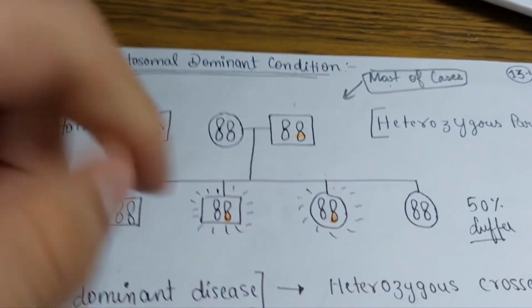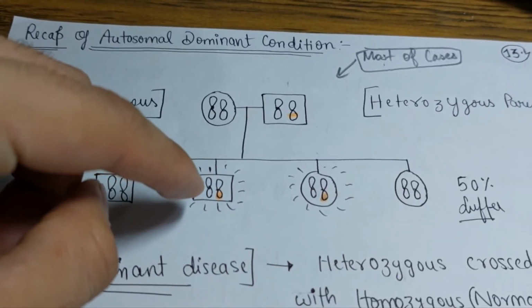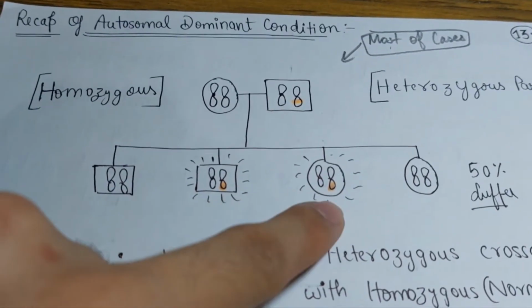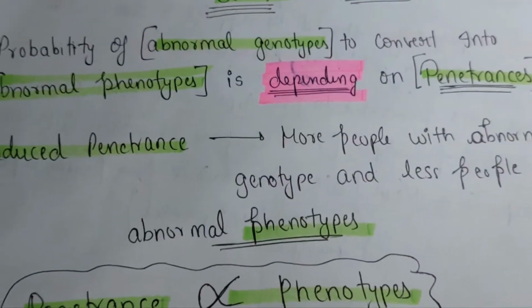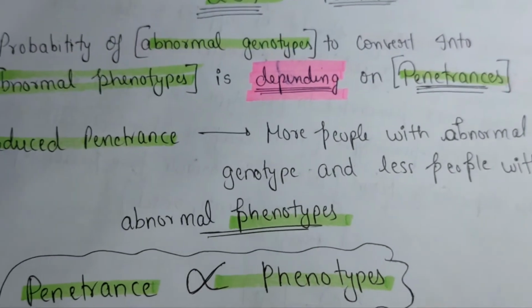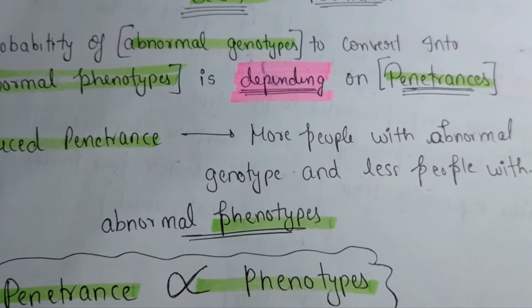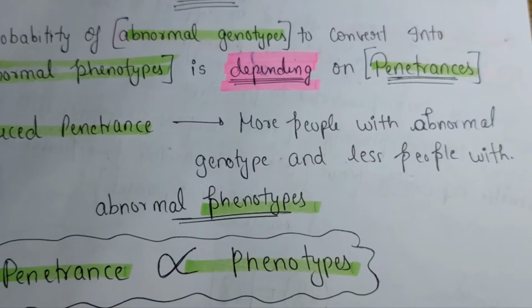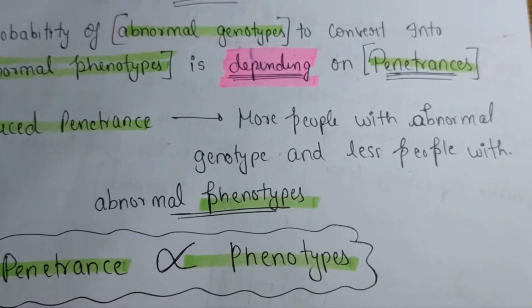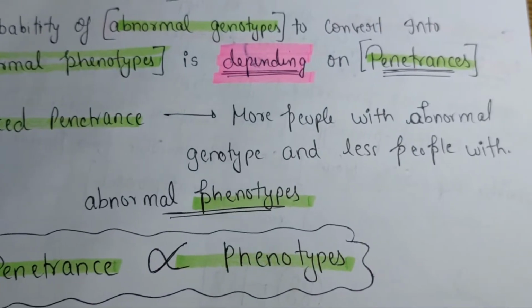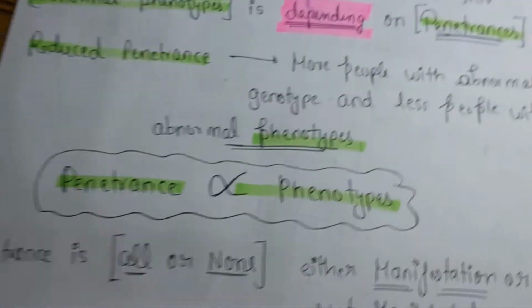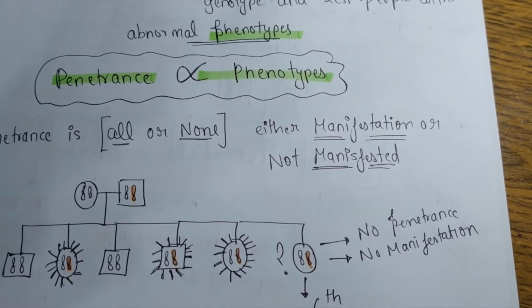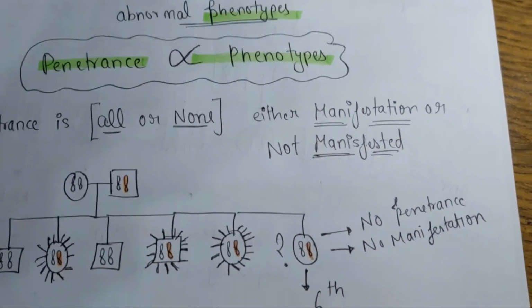But the presence of phenotypic expression of disease in those individuals who have the genotypic abnormality depends on the penetrance. The probability of the abnormal genotype converting into abnormal phenotype depends on penetrance. Reduced penetrance means more people with abnormal genotype but they don't have the abnormal phenotype. That means they have the abnormal genotype but a normal phenotype. So penetrance is directly proportional to phenotype. Penetrance is all or none, that is, either it is manifested or not manifested.